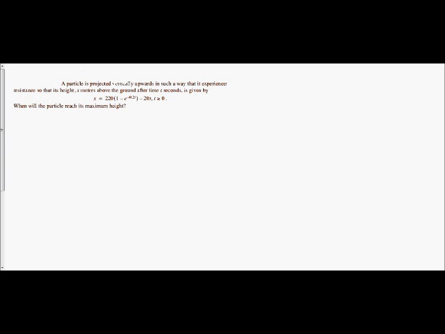Next question: a particle is projected vertically upwards in such a way that it experiences resistance. Don't worry about all those things if you are not a physics student. Its height is in x meters and t is in seconds, and its height is given. The function is the height, which is the distance. You can take it as a distance here. Height is given as this much.